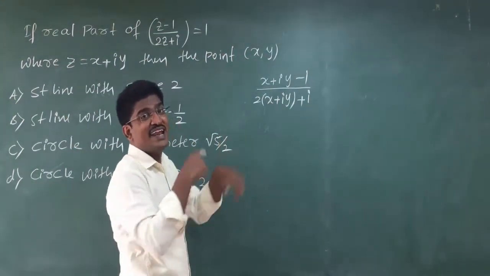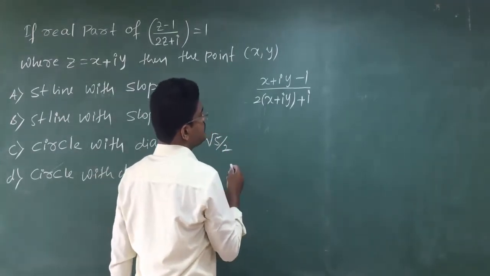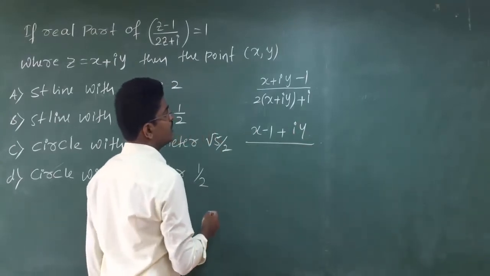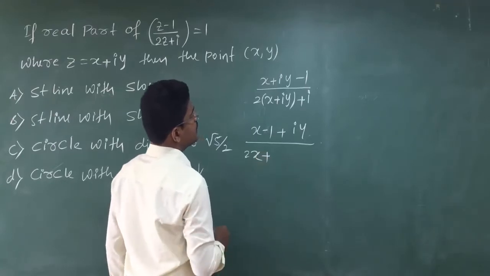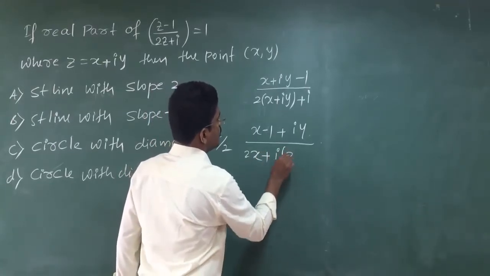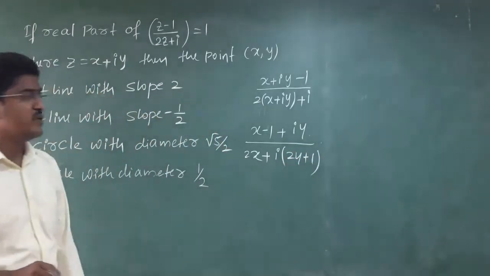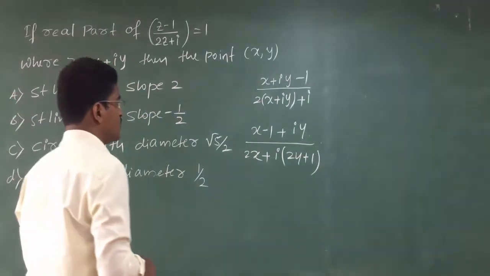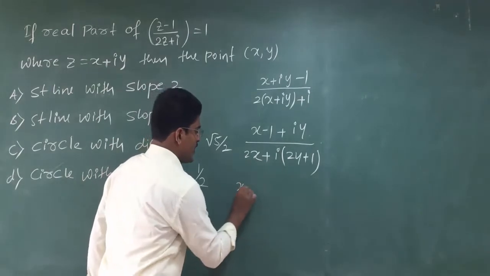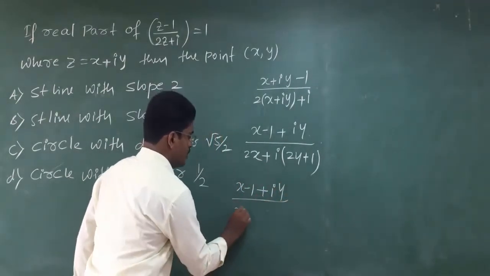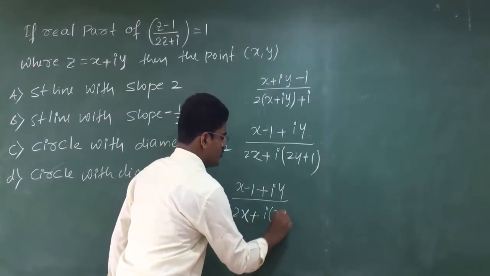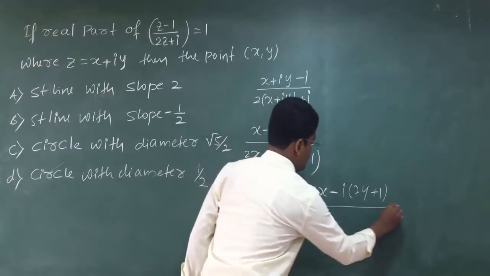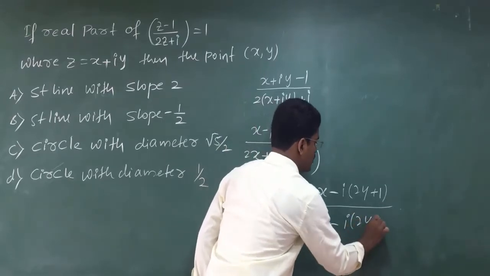So for that you have to rationalize this. If I rationalize, what are you going to have? Okay, let us see here. x minus 1 plus iy divided by 2x plus i into 2y plus 1. So before rationalizing, I have simplified it. It will be x minus 1 plus iy divided by 2x plus i into 2y plus 1. Okay. So now if I rationalize this, what are you going to have? x minus 1 plus iy divided by 2x plus i into 2y plus 1, multiplied with 2x minus i into 2y plus 1 divided by 2x minus i into 2y plus 1.